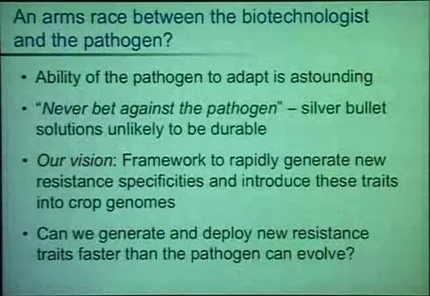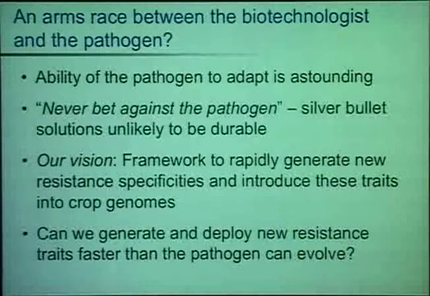So time ran out, but this is my last slide. I think the vision here is: can we develop a framework to rapidly generate new resistance specificities and introduce them into crop genomes? Essentially, can we deploy new resistance faster than the pathogen can evolve, and turn the arms race into an arms race between the biotechnologist and the pathogen? My belief is that silver bullet solutions will not work against this type of pathogen, and we need to have a pipeline to continuously generate new resistance specificities.